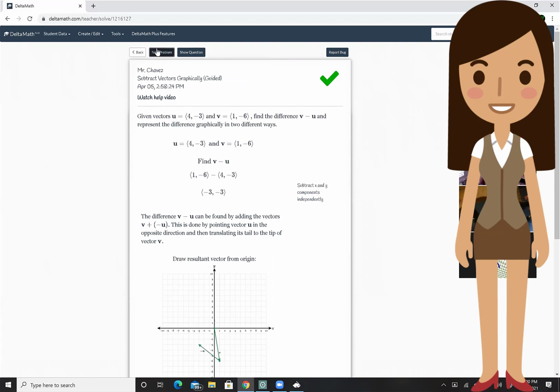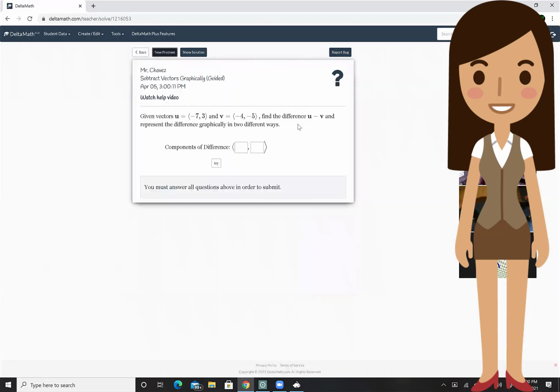So here it is. Again, this one says U minus V. So -7 minus, let's see, this is a V. -7 minus a -4. So you're going to add 4, 5, 6, 7. That's -3. And then the Y components. 3 minus a -5. So you're going to add again 5, 6, 7, 8. So there it is. I push try.